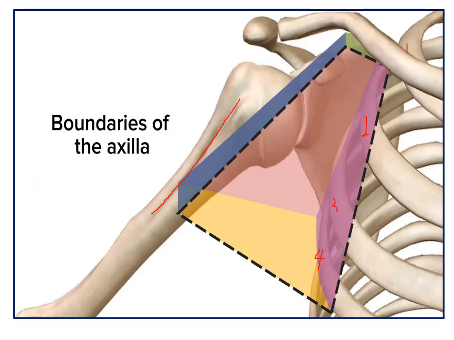And finally, the anterior and posterior walls of the axilla are not shown here. Anterior wall is formed by two major muscles and a fascia, the clavipectoral fascia, alongside the pectoralis major and minor muscle. Whereas the posterior wall is formed by muscles, including the subscapularis muscle, the latissimus dorsi muscle, and the teres major muscle.